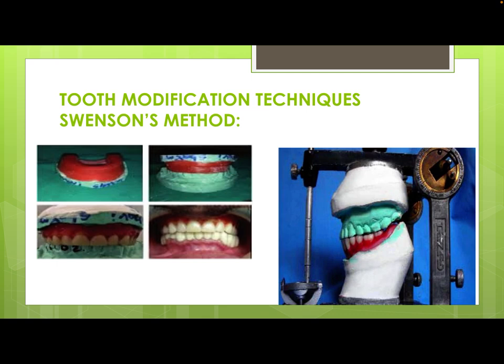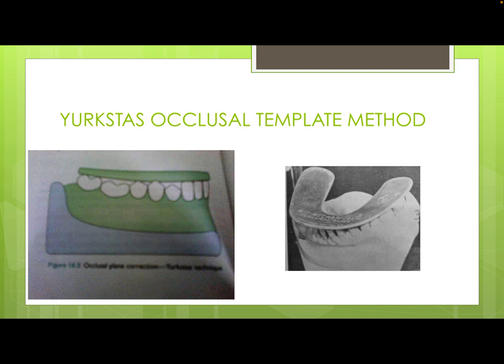The maxillary record base is made and then the denture teeth are set. If the lower teeth interfere with the placement of the denture teeth, then the stone teeth are adjusted and marked on the cast with a pencil. The natural teeth are modified using the diagnostic cast as a guide.